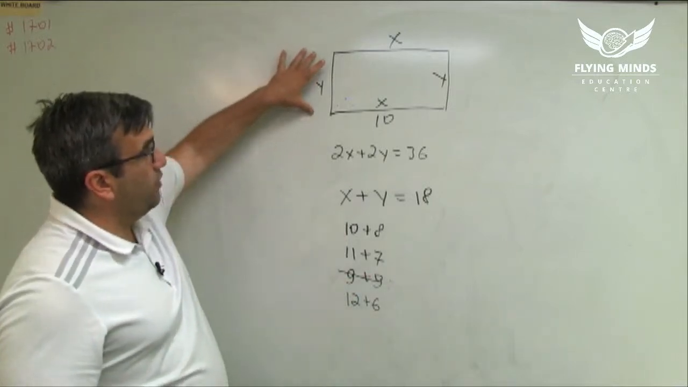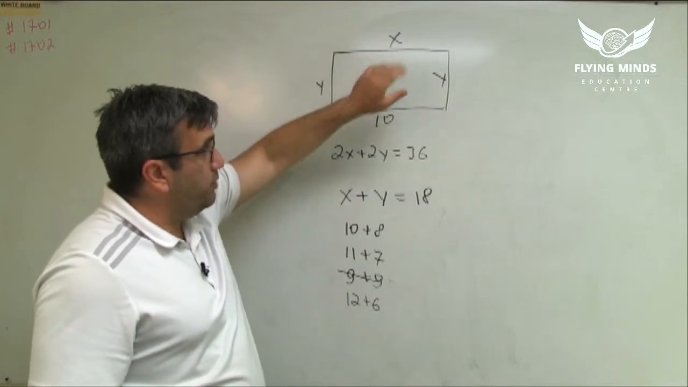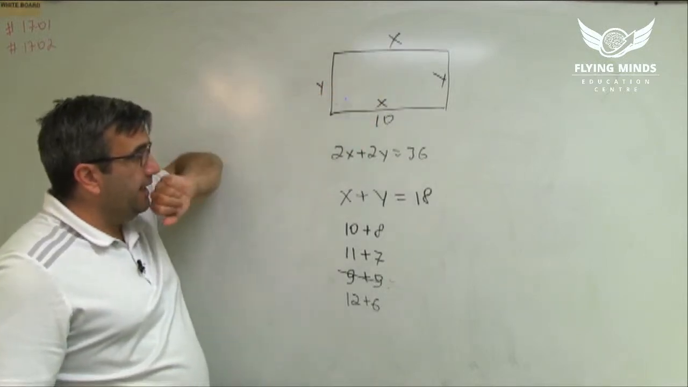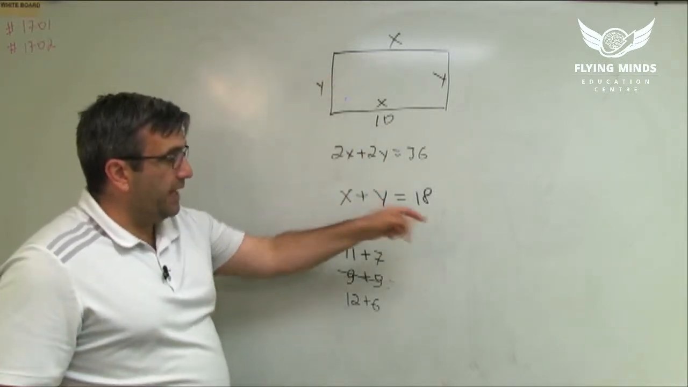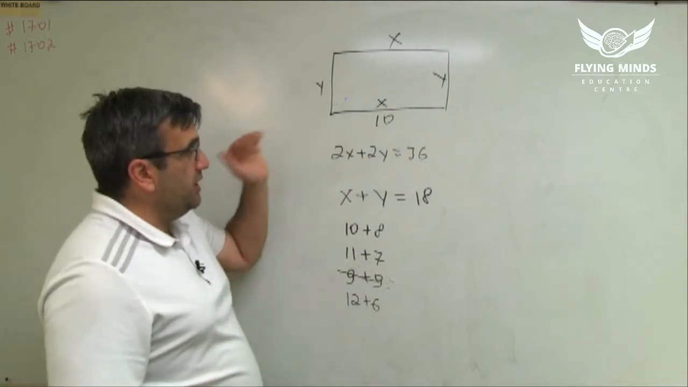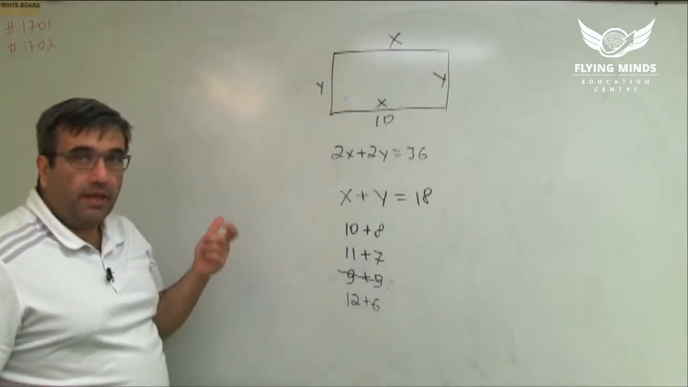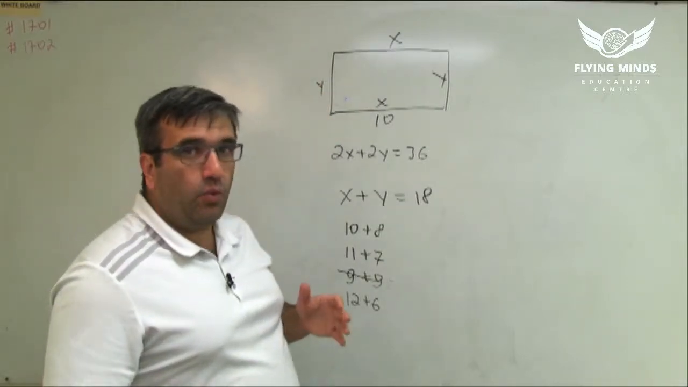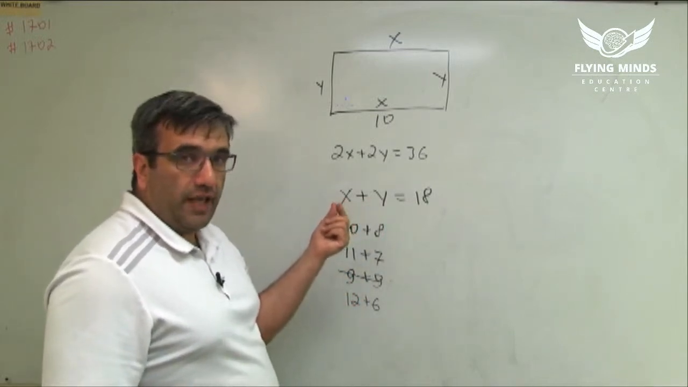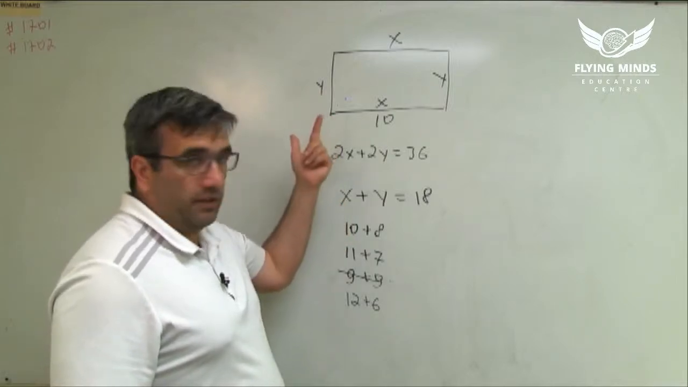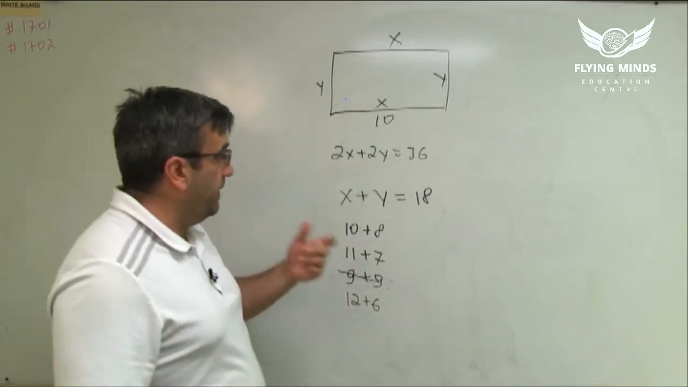So let's try again. Let length be x, width will be y, right? So perimeter will be 2x plus 2y. It means x plus y equals 18, and we need to figure out dimensions such that we get the biggest area. We get the biggest area if x and y are close together, keeping in mind that it should be a rectangle, right? Not a square.